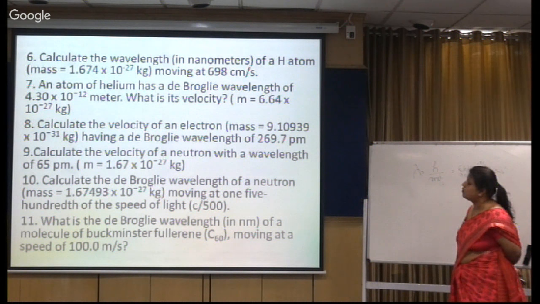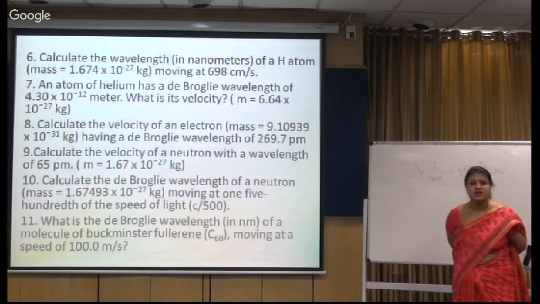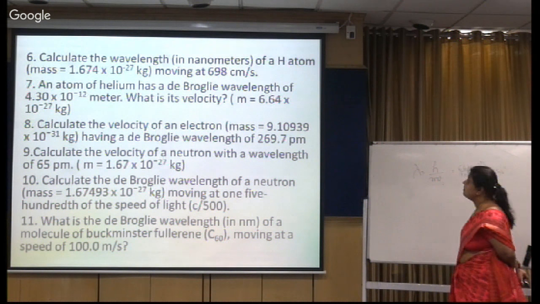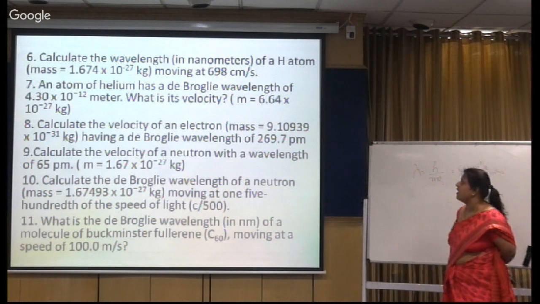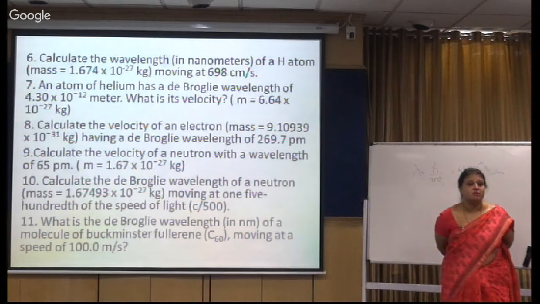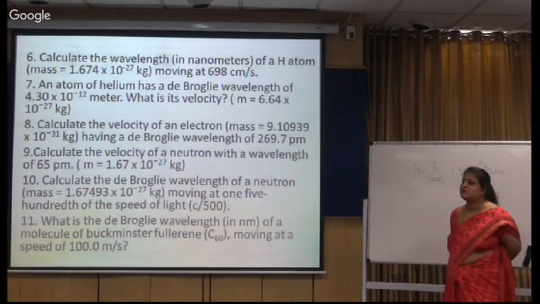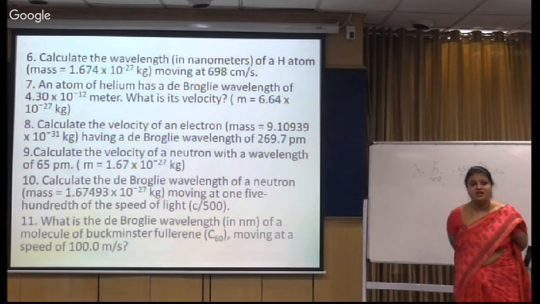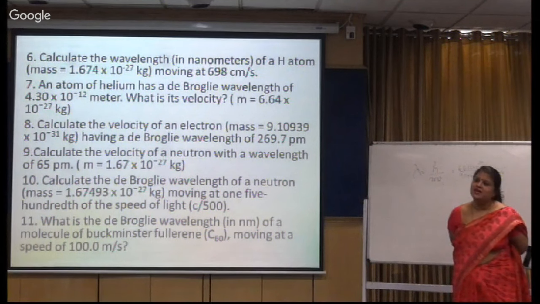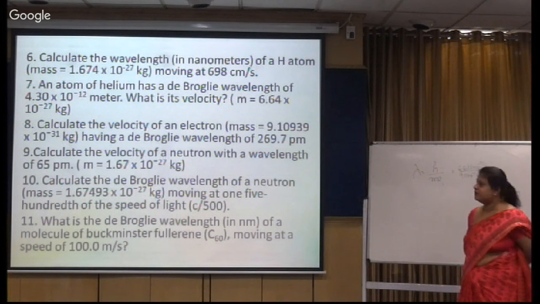So mass is already given in kg. Convert the velocity in meters. That is 6.98 meter per second. And if you do that, you can easily calculate the wavelength. Convert that wavelength in nanometer. Do it quickly.